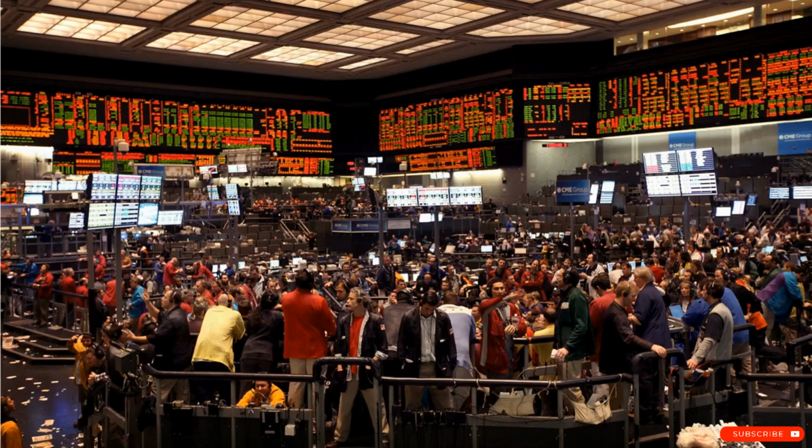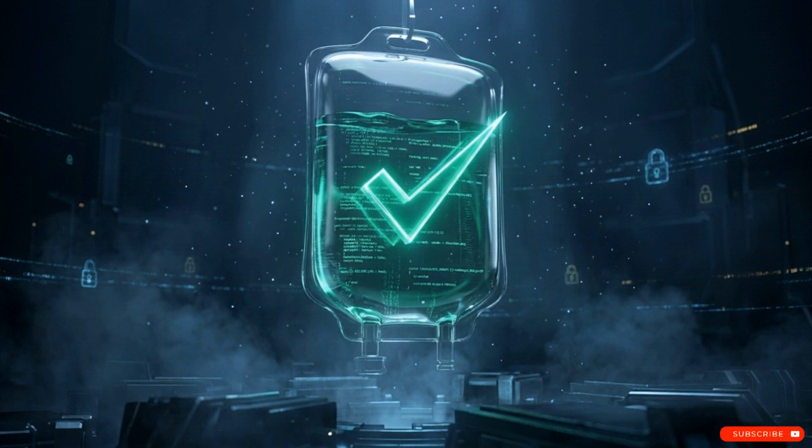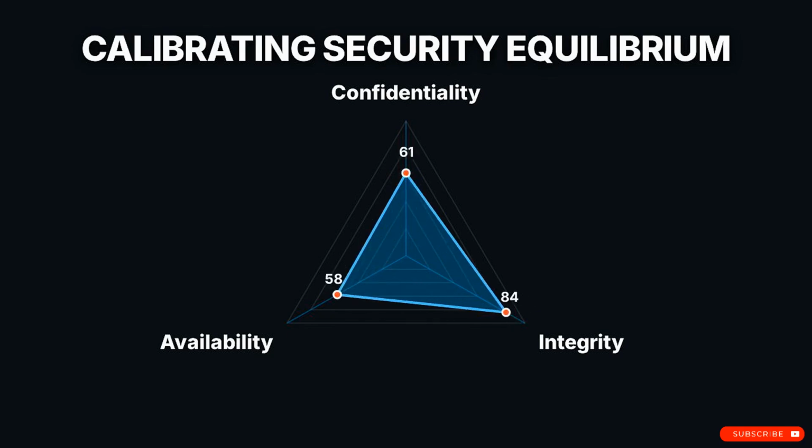Contrast that with this stock exchange. In high-frequency trading, milliseconds matter. Here, lightning-fast availability is the priority, as any delay in data access could mean millions in losses. Healthcare systems find yet another balance, where the accuracy of a medical record, integrity, outweighs almost every other concern. A security professional's job is to adjust this equilibrium to match the specific needs of the organization.